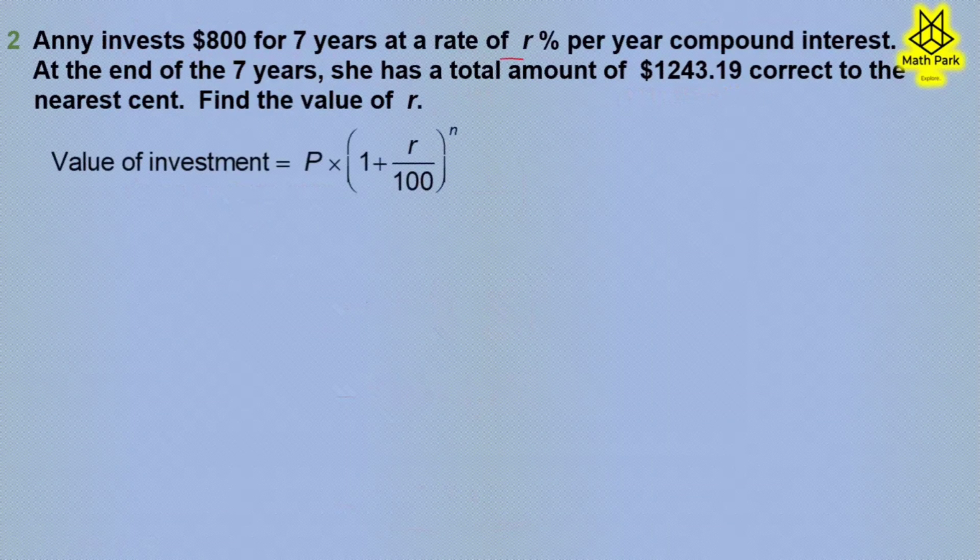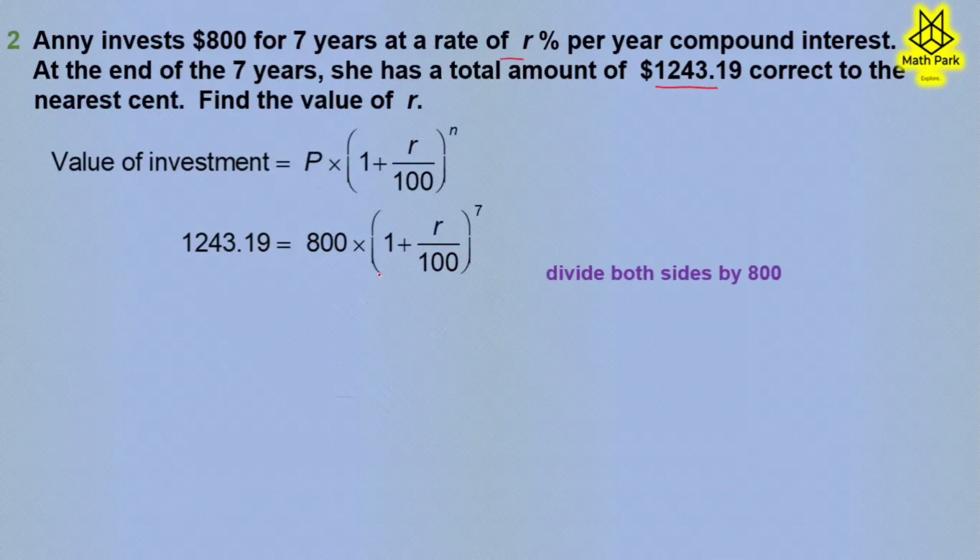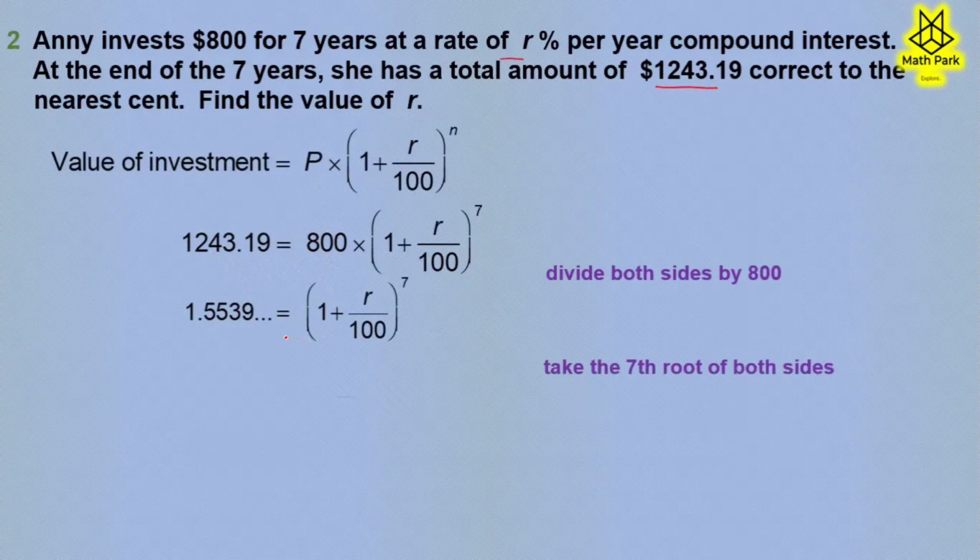So we have value of investment is P times (1 plus R over 100) raised to n, where the value of investment is given to you as $1,243.19. 800 is the initial investment. 1 plus R over 100 raised to 7. Let's divide both sides by 800. So 1243.19 divided by 800, we get 1.5539. The 800 gets removed. Now let us take the seventh root of both sides. This is (1 plus R over 100) raised to 7, so let's take the seventh root of both sides.